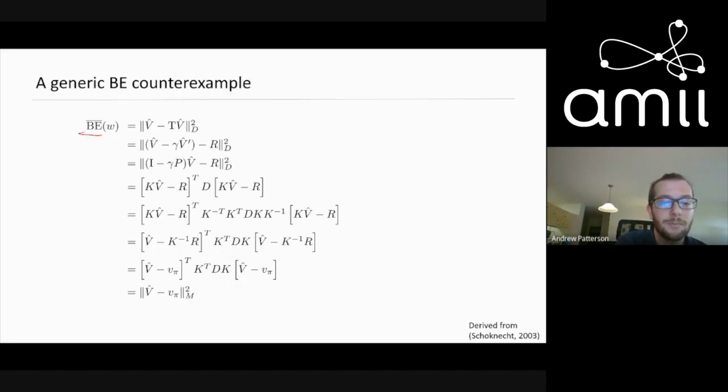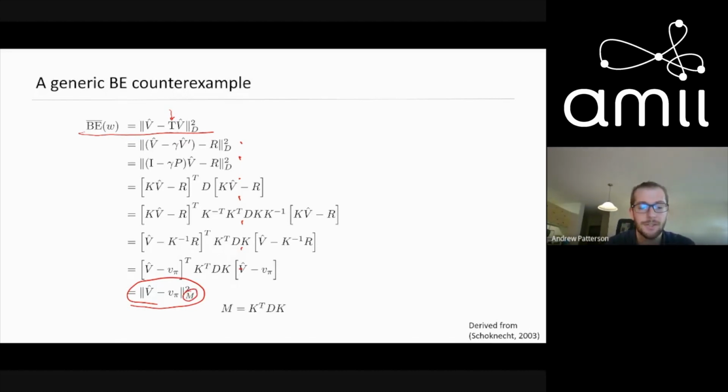I wrote out the mean squared Bellman error here in this norm form, where T is the Bellman operator. I did a whole bunch of algebra and ended up down here with what looks to be the mean squared value error, only instead of D, I wrote this nebulous M thing. I didn't tell you what it was, so let me write it here. K is I minus gamma P. Yeah, that was it.